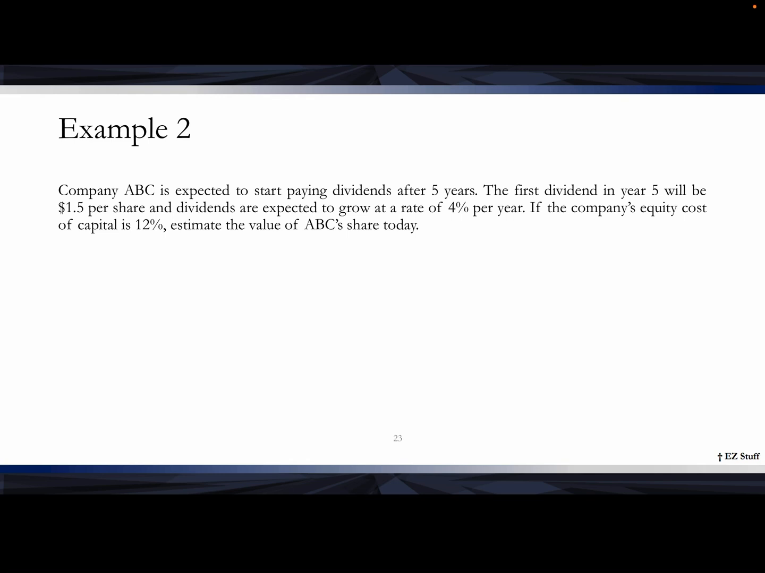Okay, example 2. Company ABC is expected to start paying dividends after 5 years. The first dividend in year 5 will be $1.5 per share, and dividends are expected to grow at a rate of 4% per year. If the company's equity cost of capital is 12%, estimate the value of ABC's share today. So we have a delayed perpetuity problem.